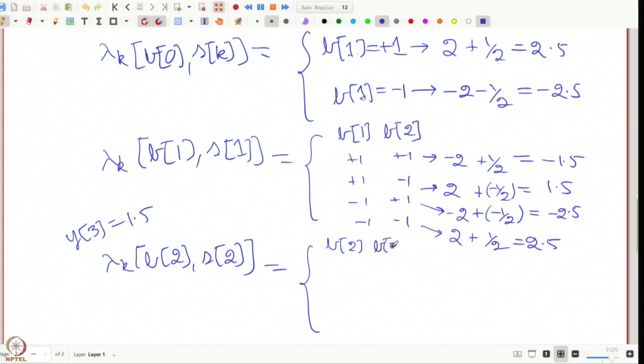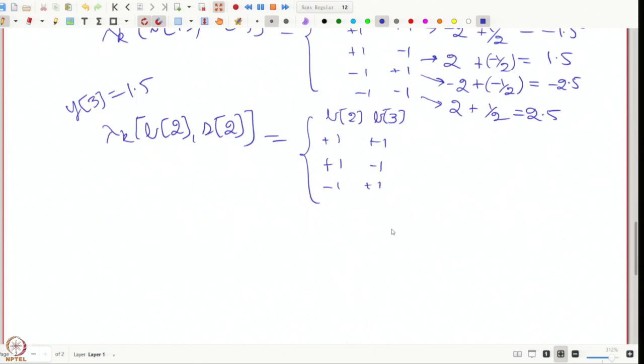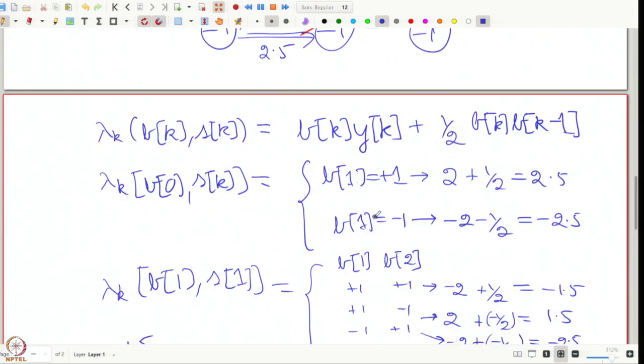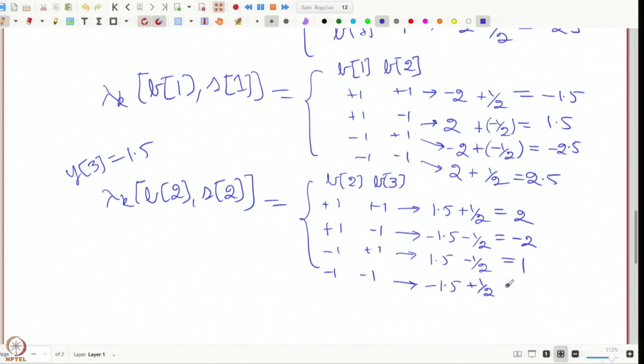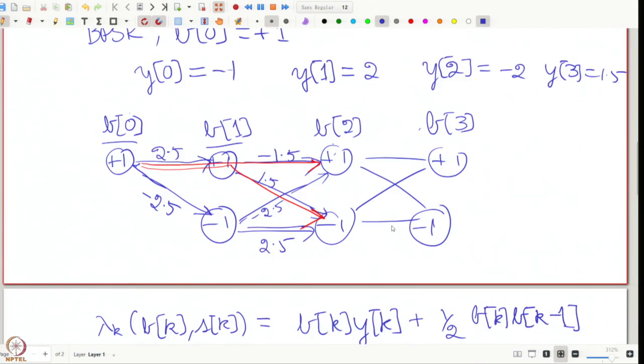Now b2, b3: plus 1, plus 1; plus 1, minus 1; minus 1, plus 1; minus 1, minus 1. And just to remember, our metric is bk yk plus half bk bk minus 1. Okay, our bk is this. So this is going to give me 1.5 plus half, which is 2. This is going to give me minus 1.5 minus half, which is minus 2. This is going to give me 1.5 minus half, which is 1, and this is going to give me minus 1.5 plus half, which is minus 1. So 1 to 1 is 2. Let's write that. 1 to 1 is 2.